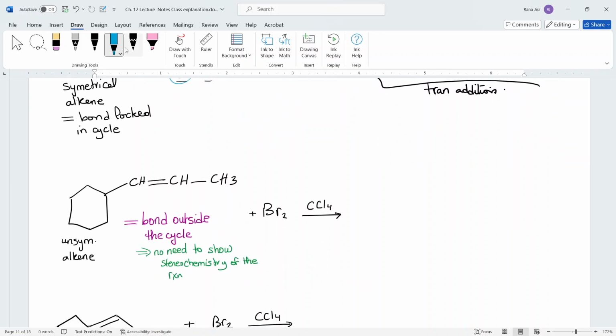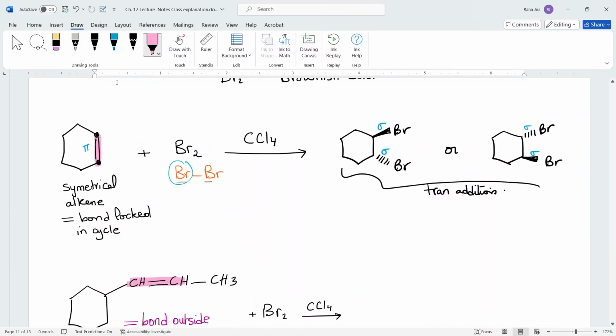Now, if you have a chain, if your double bond is in a chain, notice the difference. Here the double bond is locked in the cycle. So this is why we consider stereochemistry of the reaction. This is trans addition, and this is called the stereochemistry of the reaction. So if I ask you what's the stereochemistry of the reaction of the bromine addition to the alkene, this is a trans addition. This is the answer. It's a trans addition.